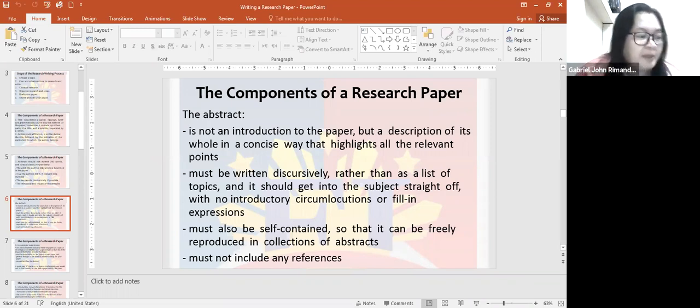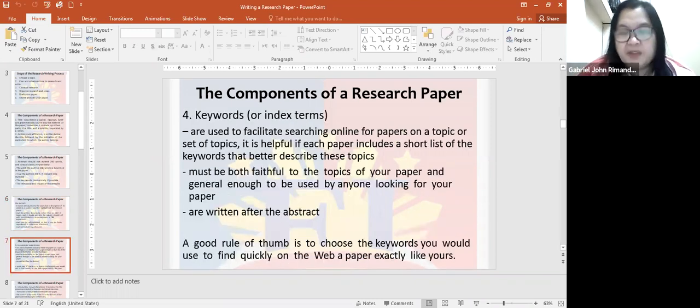Now, a part of the abstract is number 4, keywords. After you have presented your abstract, right after the last paragraph, pick out keywords from your abstract that can describe your research. So what is the purpose of these keywords? This is just to facilitate searching online.